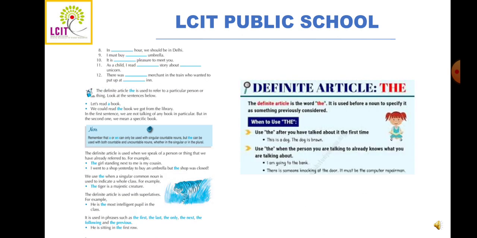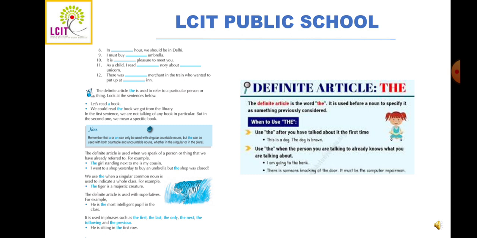Next we'll look into the definite article. So students, what is the definite article? Which word is the definite article? Yes, the is the definite article. The definite article is the word the. It is used before a noun to specify it as something previously considered. Previously considered means, supposedly, when you are talking about a definite article, it is the.